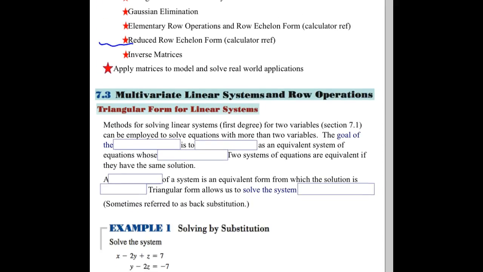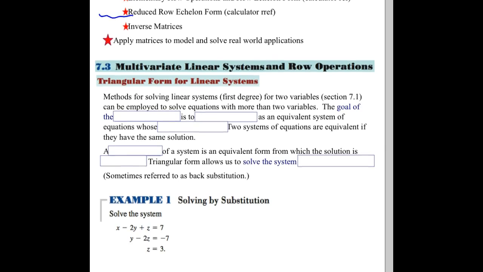All right, couple terms. It says methods for solving linear systems or first degree systems, meaning we're not going to deal with quadratic ones. Okay, we're just dealing with linear ones. The methods that we had for two variables can be employed to solve equations with more than two variables. The goal of the elimination method is to rewrite the system as an equivalent system of equations whose solution is obvious.